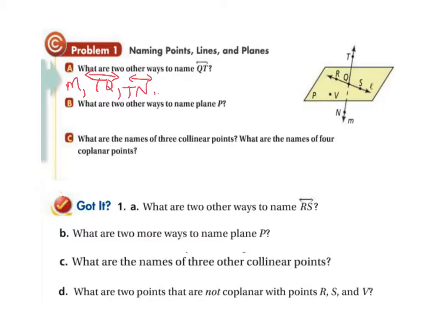Or I could go the other way. I could write it NT. That's fine also. I could do NQ or QN. It only asks for 2 different ways, but I'd have a lot of different ways I could name that same line. Part B. What are 2 other ways to name the plane P?